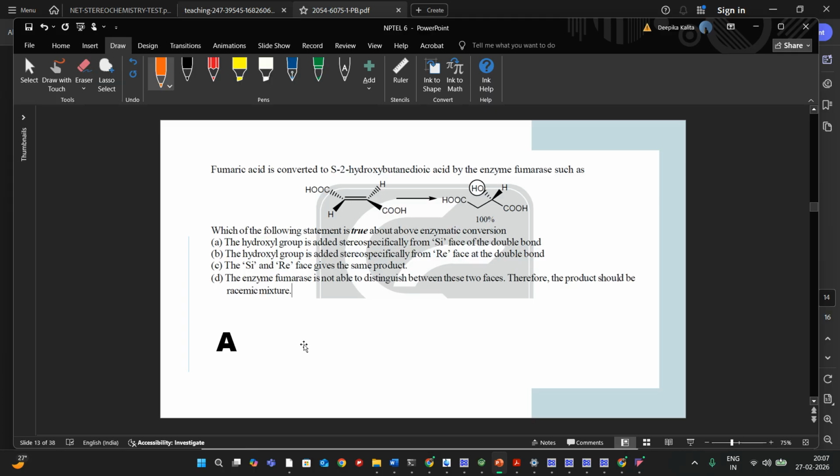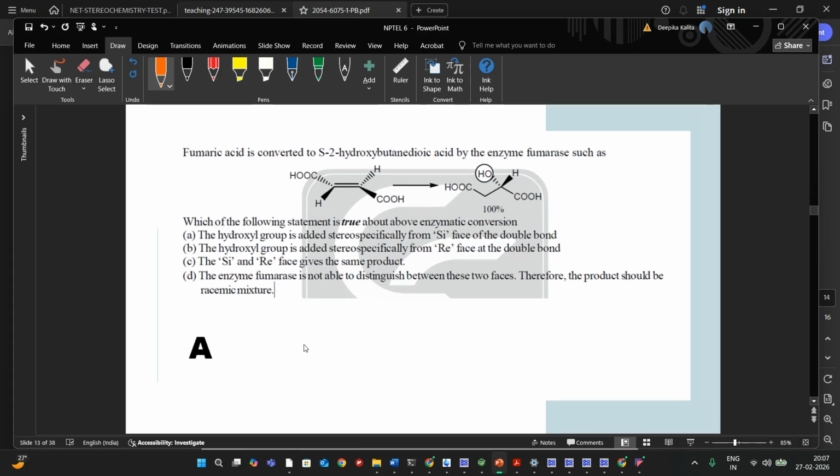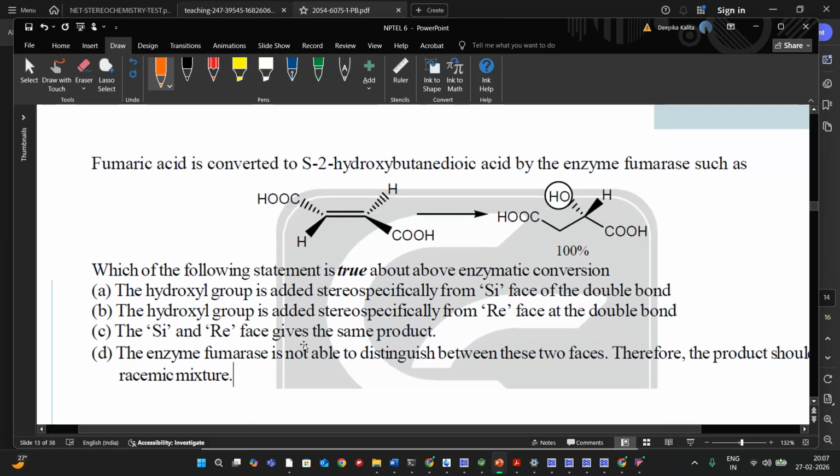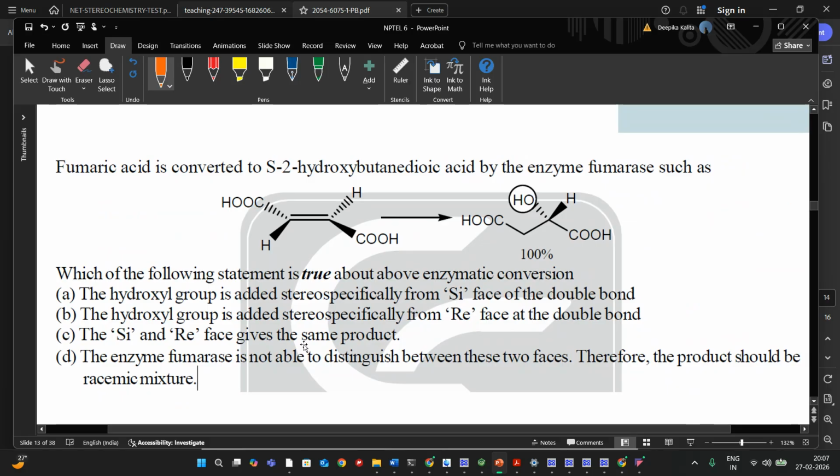In the next question, it is asked: fumaric acid is converted to S. Okay. Fumaric acid is converted to S-2-hydroxybutanedioic acid by the enzyme fumarase, as in this reaction. Okay. So fumaric acid has been converted into 2-hydroxybutanedioic acid, and this stereochemistry is given to be S. So which of the following statements is true about the above enzymatic conversion?